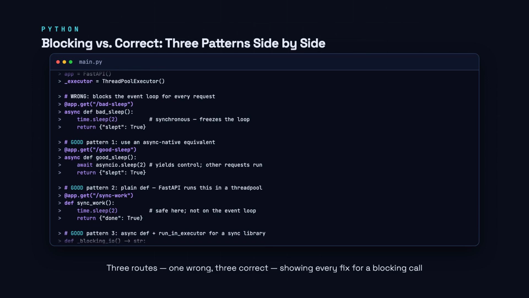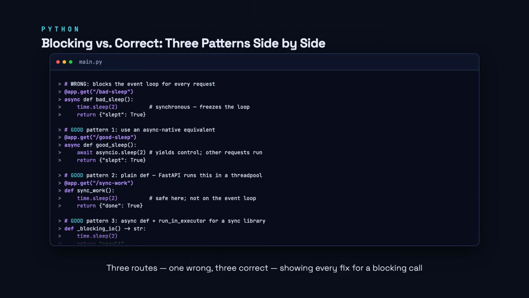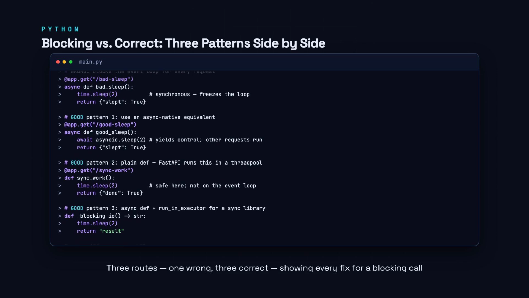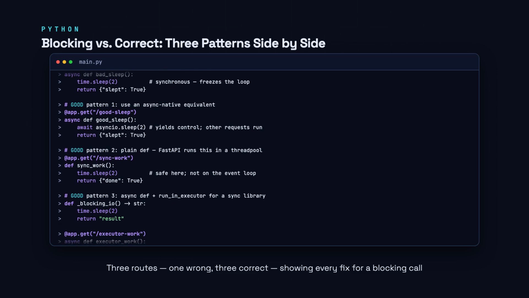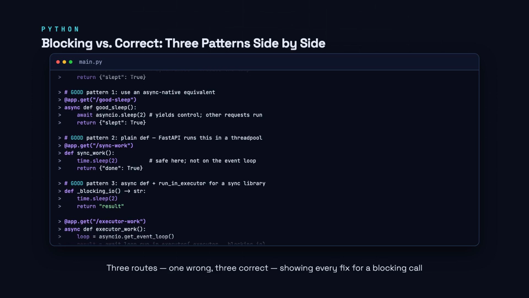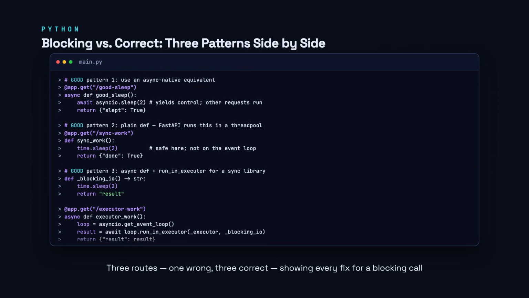The third route, sync work, is a plain def, no async keyword at all. FastAPI detects this and runs it inside a thread pool automatically, so the loop stays free. The fourth route demonstrates the manual thread pool approach. run_in_executor offloads the synchronous blocking IO function to a thread, then awaits the result, keeping the event loop responsive throughout.